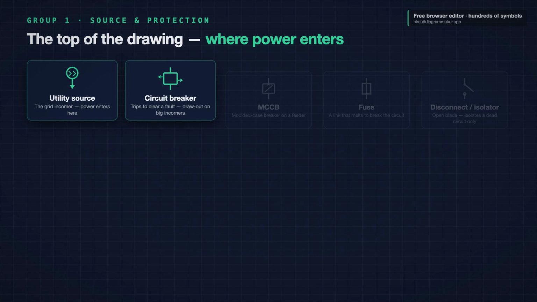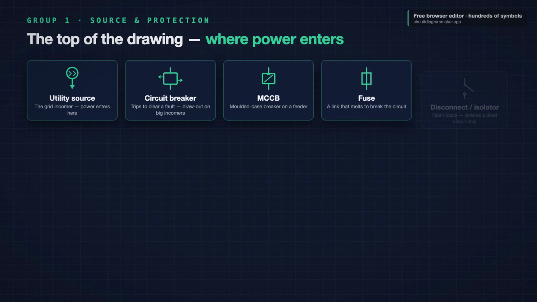Right below it sits the main protection. A circuit breaker is a square or a small box on the line, a switch that trips and clears a fault. On a big incomer, it is often a draw-out breaker, shown with little carriage arrows because the whole breaker rolls out of the switchgear. Downstream, a molded case breaker, or MCCB, protects a feeder. Same idea, smaller box. The older cousin is the fuse, drawn as a slim rectangle on the line, a link that melts to break the circuit.